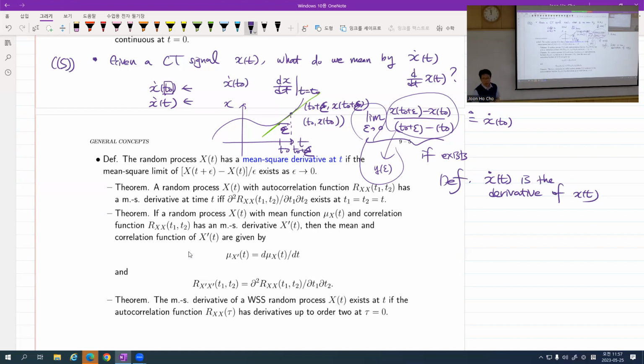Now, let's do something similar for a random process. Okay? So, the first thing we want to do is probably define something similar to this one, right? And then we extend that notion to something similar to that one, x dot of t. So, yeah, here goes the definition.